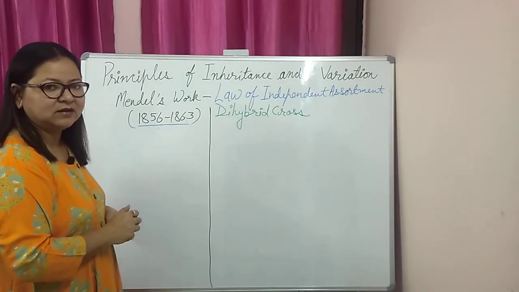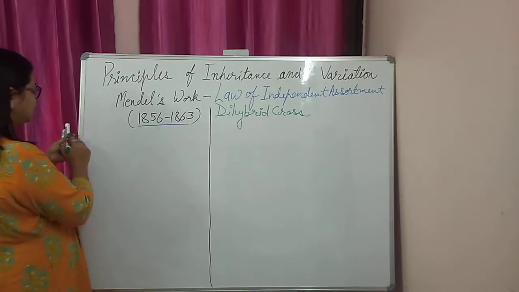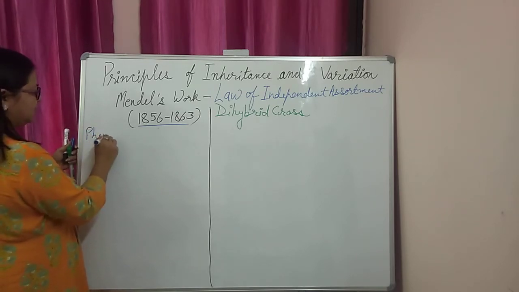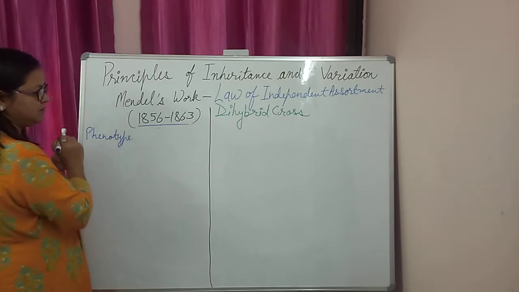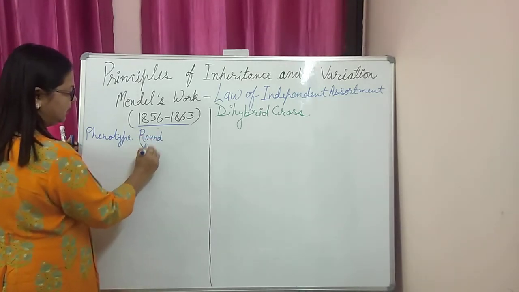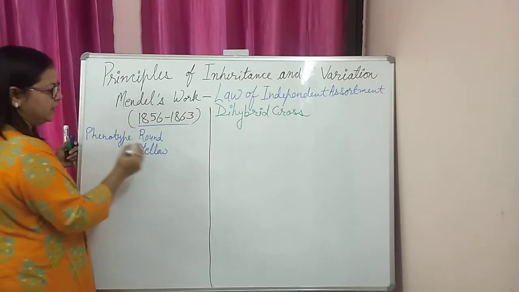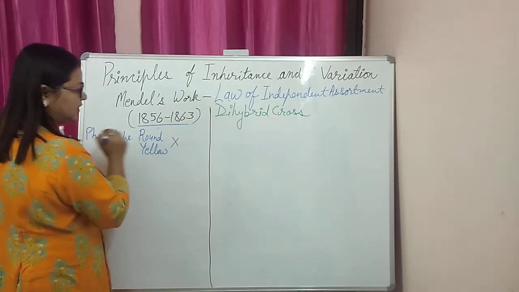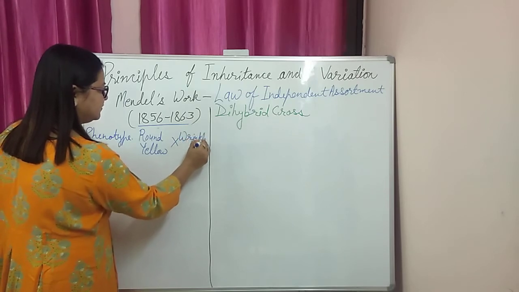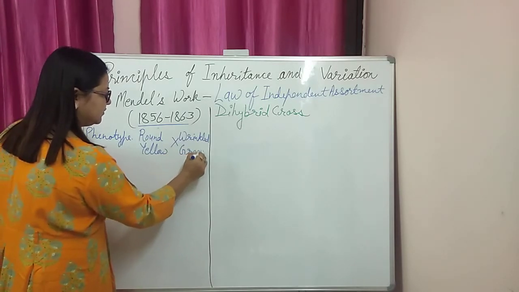Here Mendel selected the parent plants. Parents, we can use the word P. He used plants whose phenotype was round and yellow, that is, round colored seeds and yellow colored cotyledons, and he crossed this plant to the wrinkled shape seeds and green colored cotyledons.